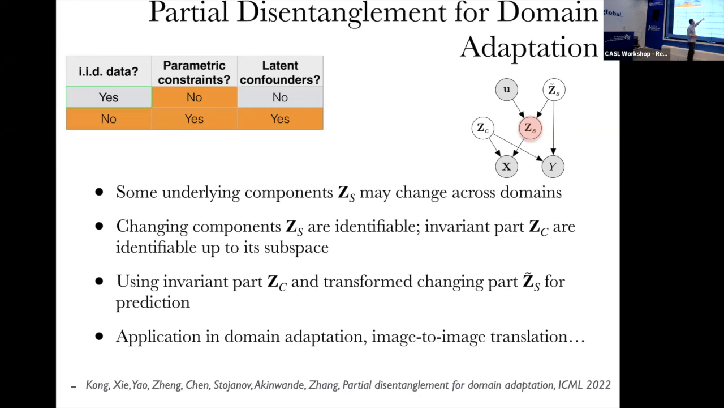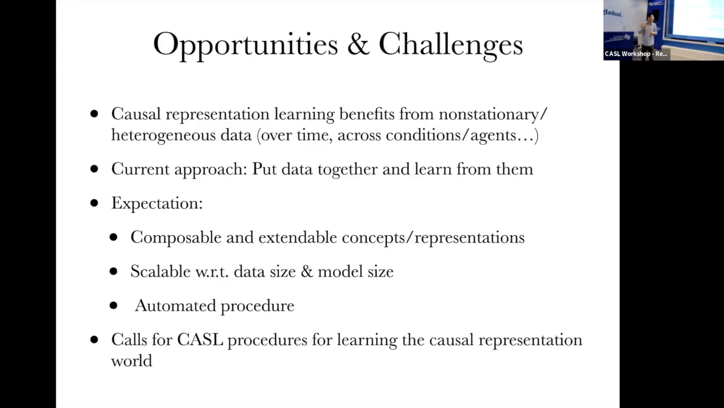And for the invariant things, which have the same distribution across different domains, we can only recover them up to the subspace. That's completely sensible, because if there is no change, what can I do? I can only recover, say, a function or subspace of all those concepts. In other words, whenever something changes, we can recover it. If it's always the same, then basically it's a part of the background. We cannot recover it. So that's the message.